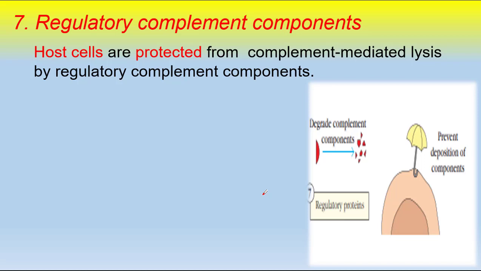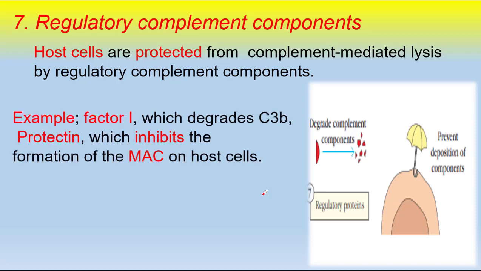The last category of the complement system is regulatory complement components. The complement system can damage the host cell, so host cells are protected from the complement by regulatory complement components. For example, factor I degrades the C3b component. When this component is degraded, the complement system cannot perform the lysis. And protectins are the proteins which inhibit the formation of the membrane attack complex on host cells.